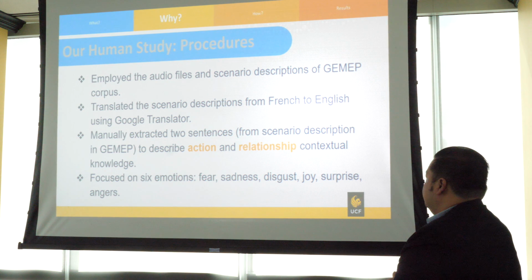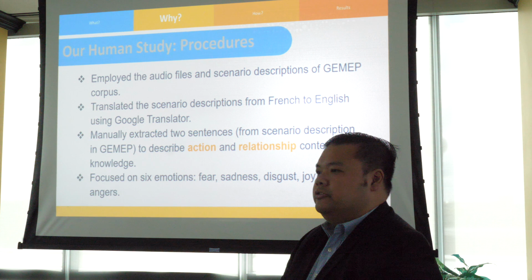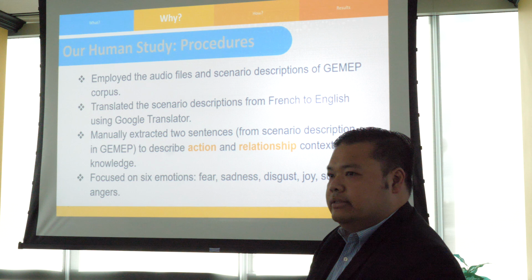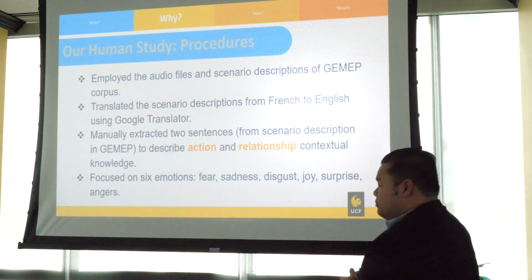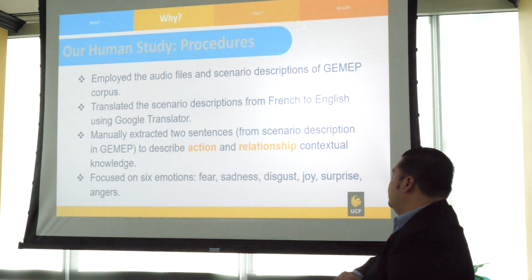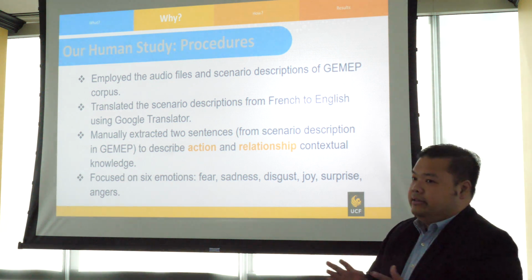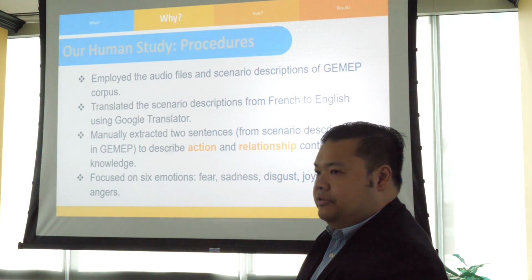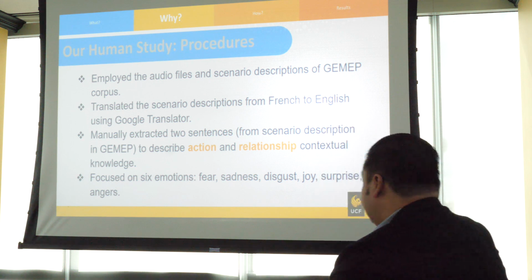Before we go further, we want to study from humans. How do humans work with emotion cognition? What kinds of things do humans analyze in order to come up with judgments of what kind of emotion it is? So we did a human study. We still used the same GEMEP corpus, and the GEMEP corpus has descriptions. When they did the film enacting techniques, the director gave descriptions written in French. So what I did was translate them into English using Google Translate.